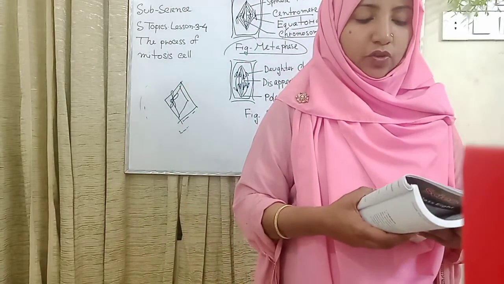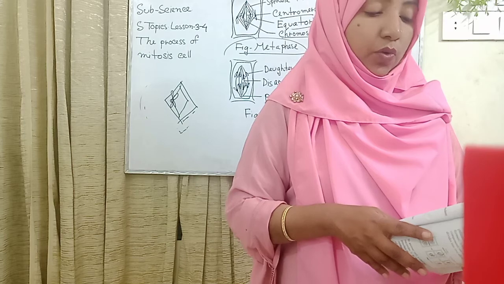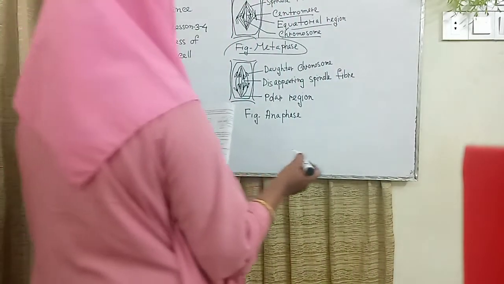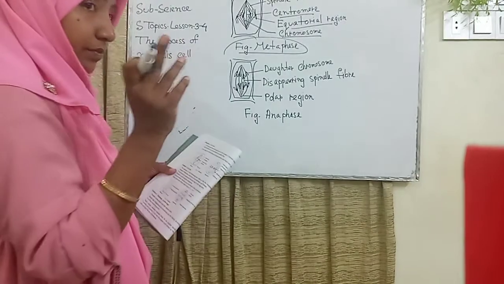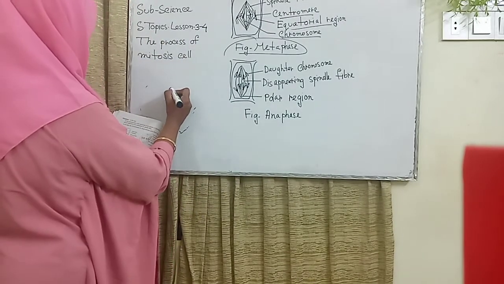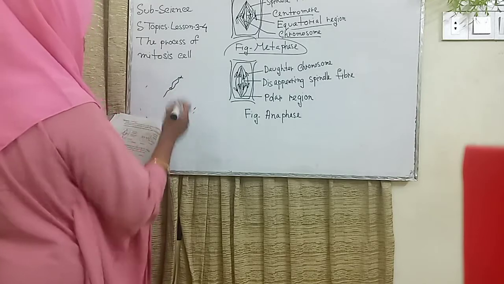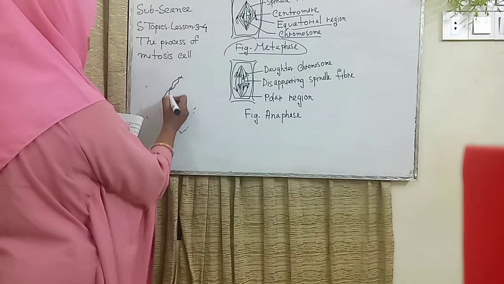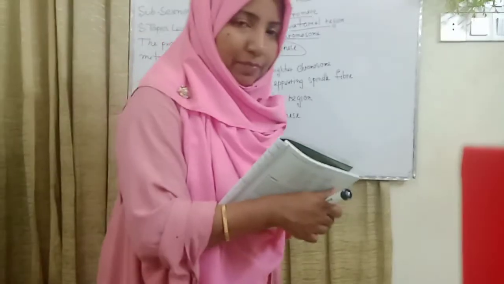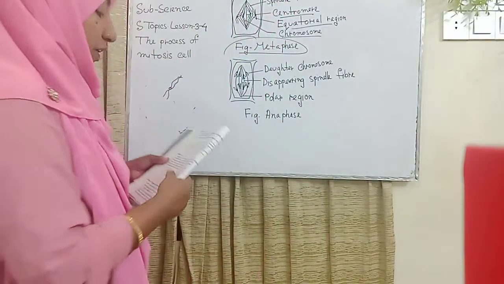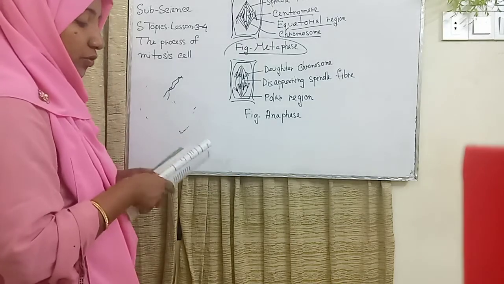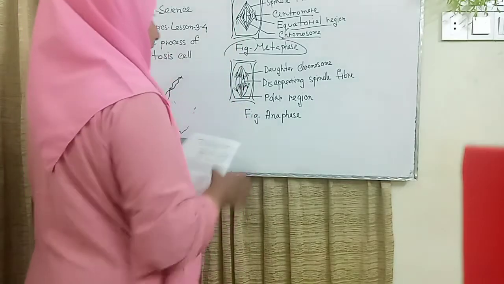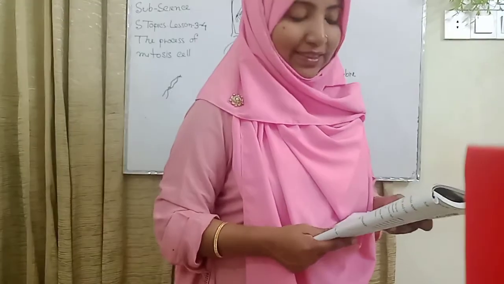At this stage, the chromosomes are found shortest, quite thick and clear. These chromosomes are short, and I also draw the chromosome. This structure is the chromosome. They are found shortest, quite thick and clear. When we observe under the microscope, the chromosomes are shortest, quite thick and clear. So this structure is the metaphase, the middle stage.